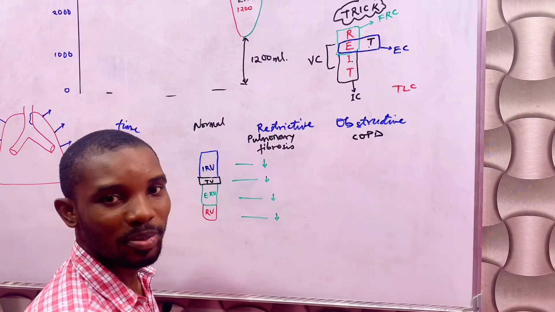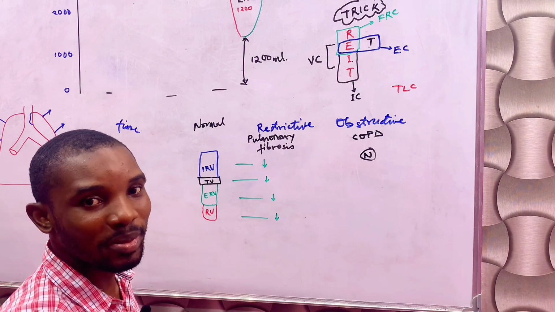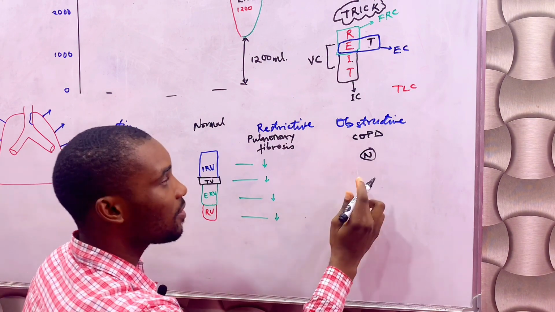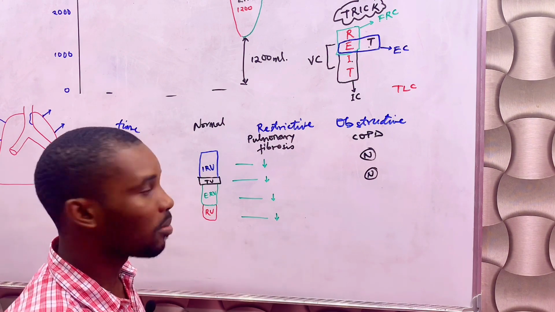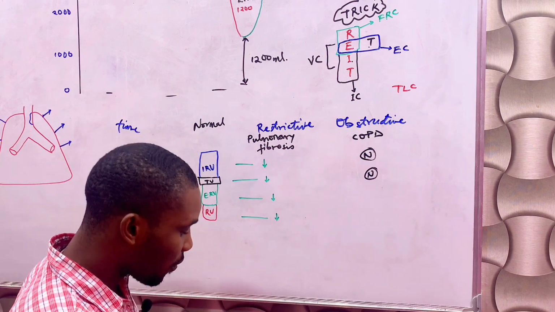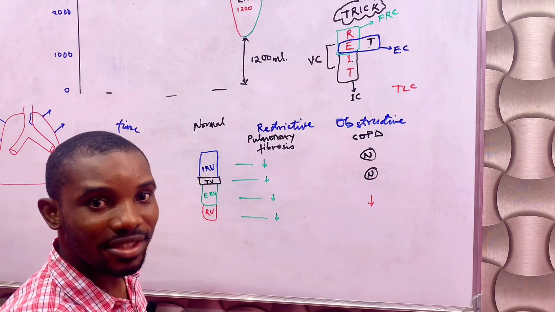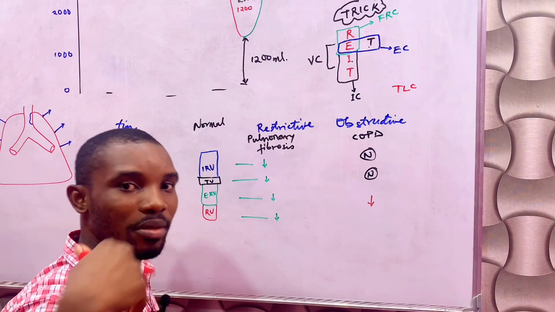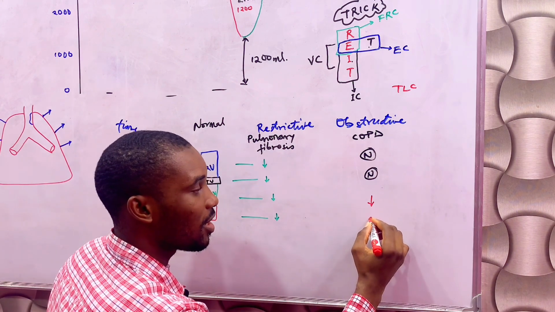So in COPD, what I'm expecting: inspiratory reserve volume is normal, right? Because the person can inspire normally. Tidal volume is normal because the person can inspire normally, right? And then expiratory reserve volume is decreased because the person cannot breathe out well. And then the residual volume eventually is increased.